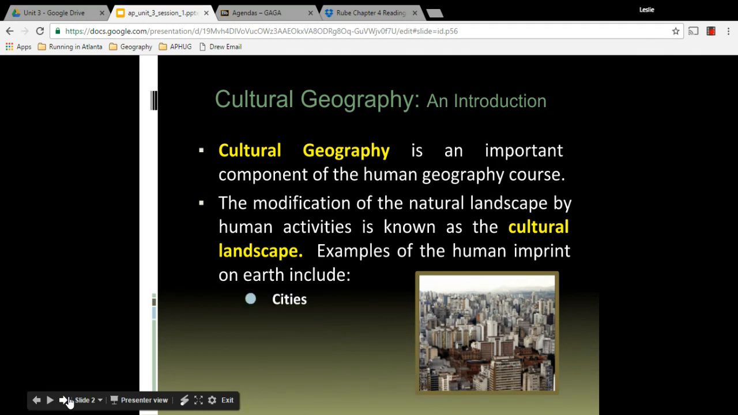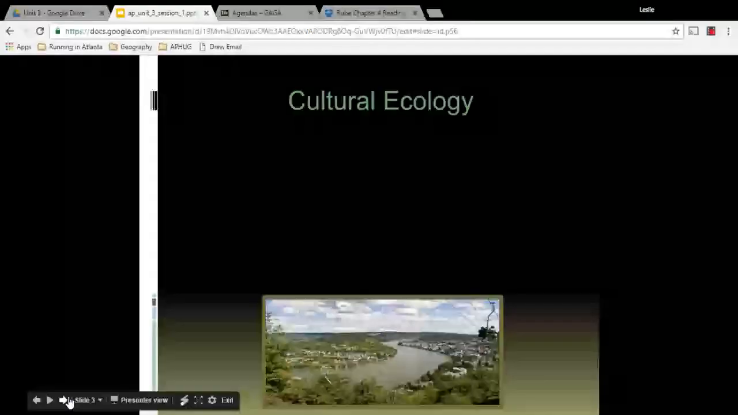So examples include cities, houses, road systems, suburbs, to name a few.